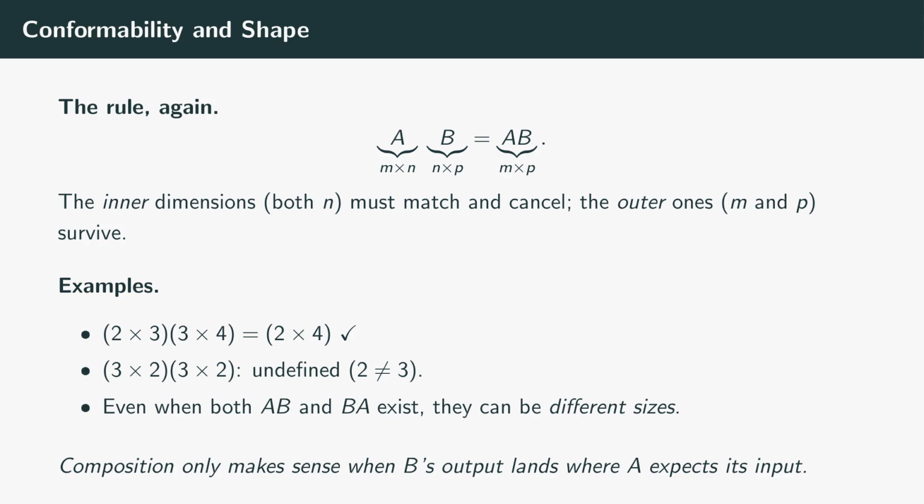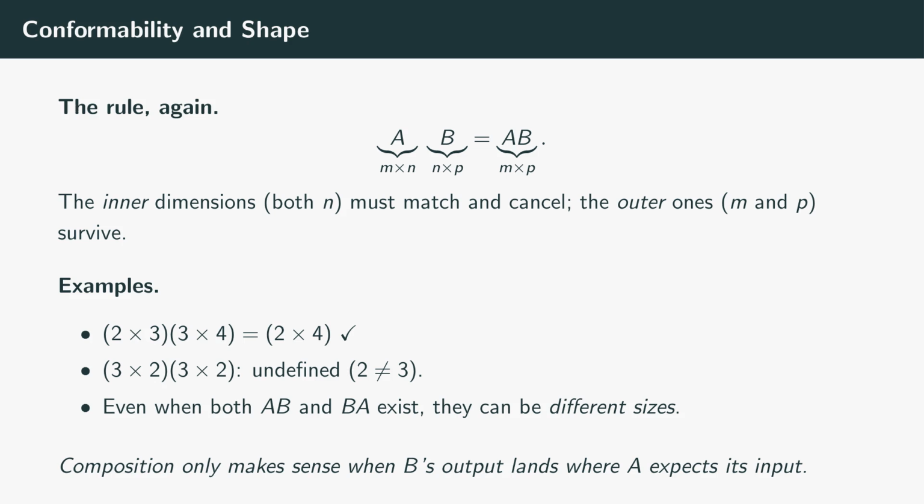Before the rules, the bookkeeping: the same conformability rule from last episode, now for two matrices. Write A as m by n and B as n by p side by side. The inner dimensions, the two n's, must match, and when they do, they cancel, leaving the outer dimensions m and p as the shape of the product. So a 2 by 3 times a 3 by 4 gives a 2 by 4. But a 3 by 2 times a 3 by 2 is undefined because the inner numbers, 2 and 3, disagree.